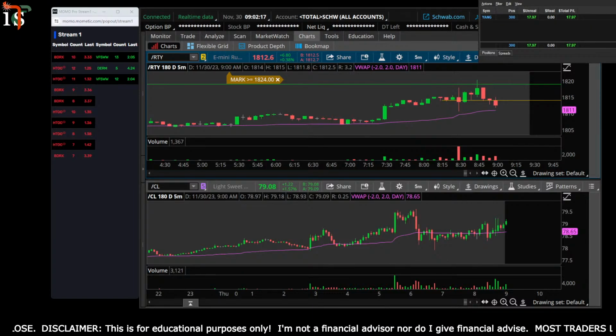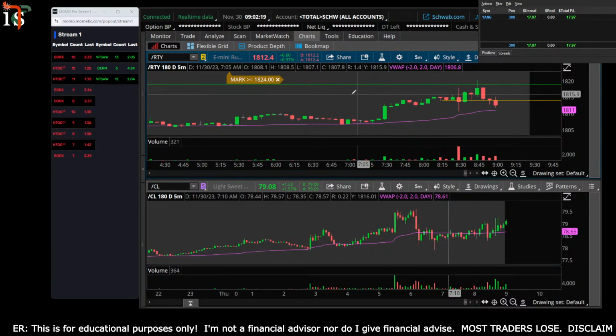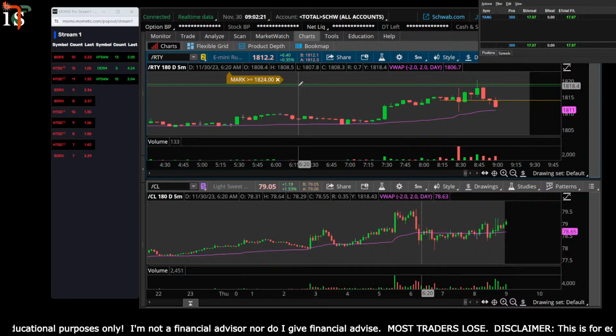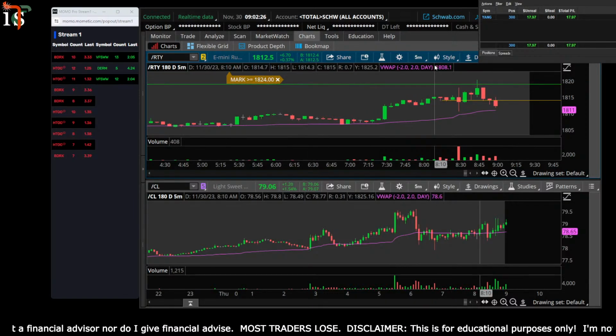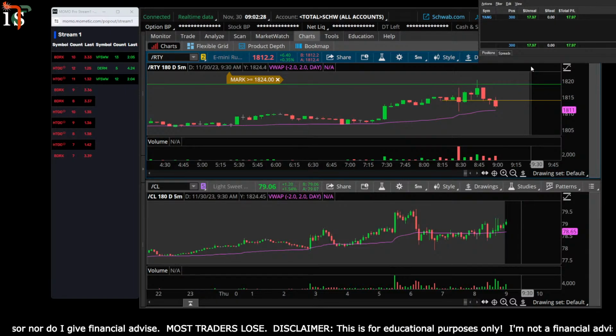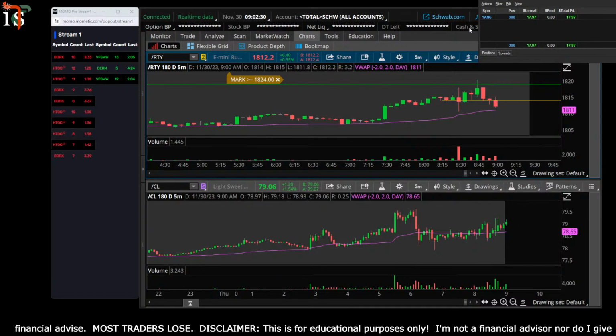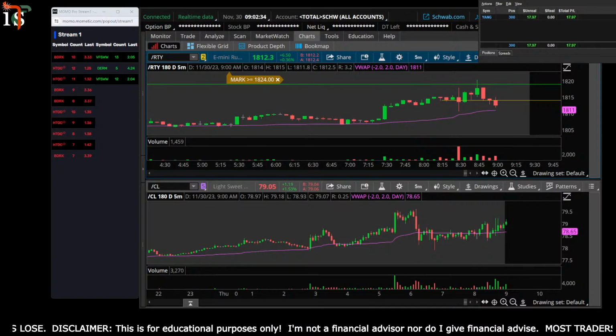Watching RTY, had a buy, hit target, but I do have a much higher target up here at 1824. I may reestablish a long position. Yang, I put Yang on again. Light shares on YANG. That is it.